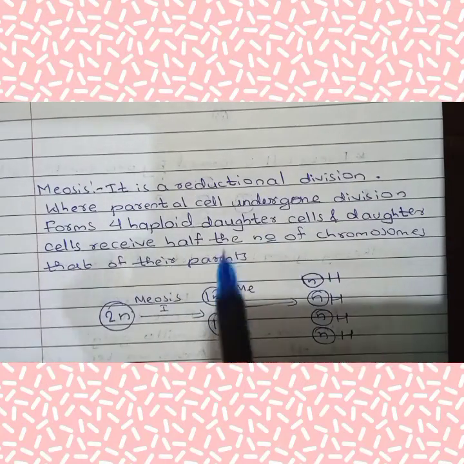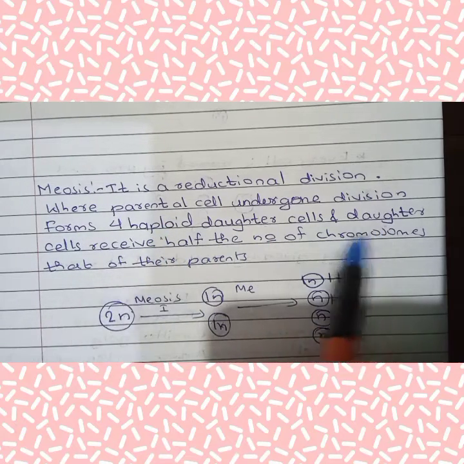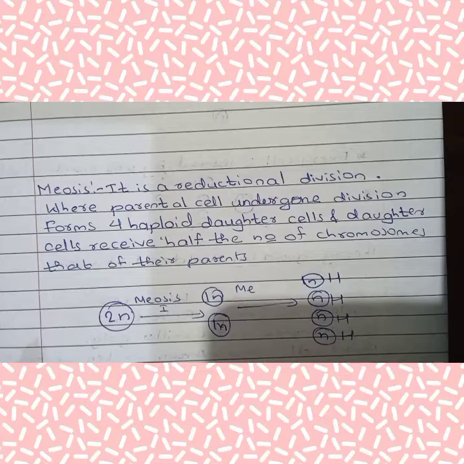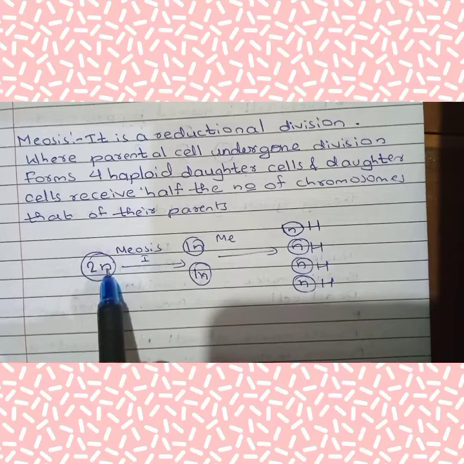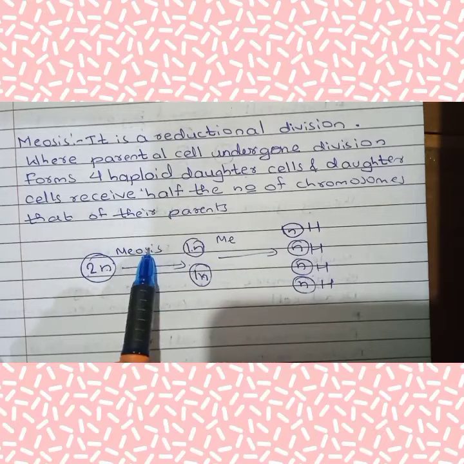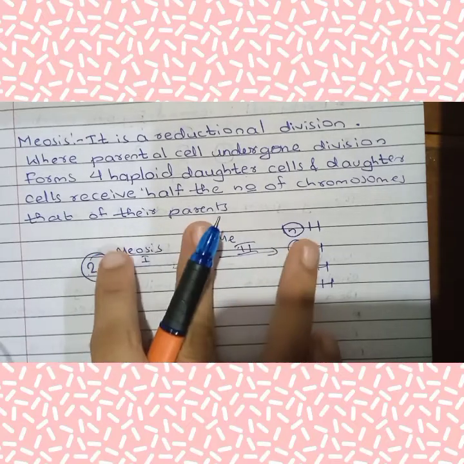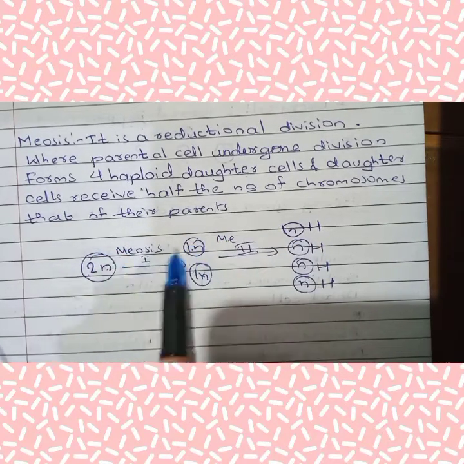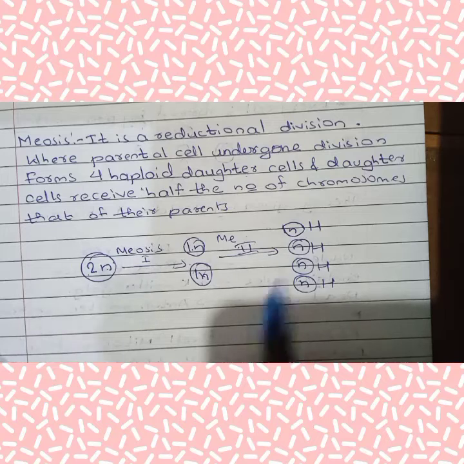Now, meiosis. It is a reductional division where the parent cell undergoing division forms four haploid daughter cells, and the daughter cells receive half the number of chromosomes of their parents. So it is a reductional division. There is no equal division in this. It is divided into meiosis 1 and meiosis 2. In meiosis 1, two daughter cells are formed, and they get only half the number of chromosomes as the parent. And again, meiosis 2. Sorry for those mistakes, please don't mind. So they form four haploid daughter cells.